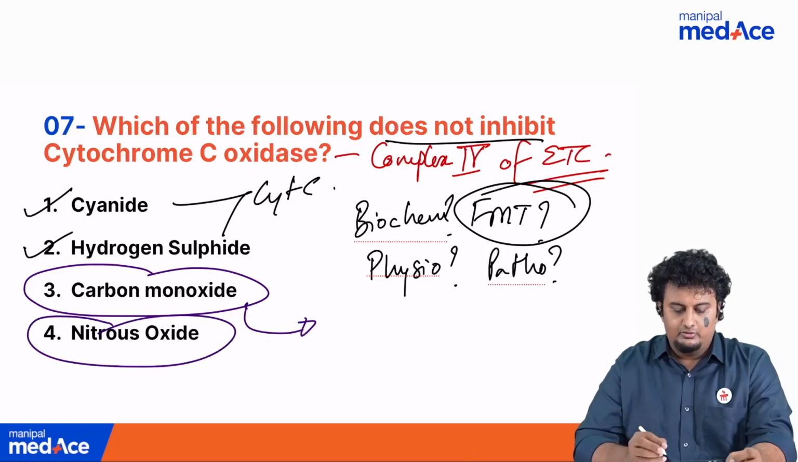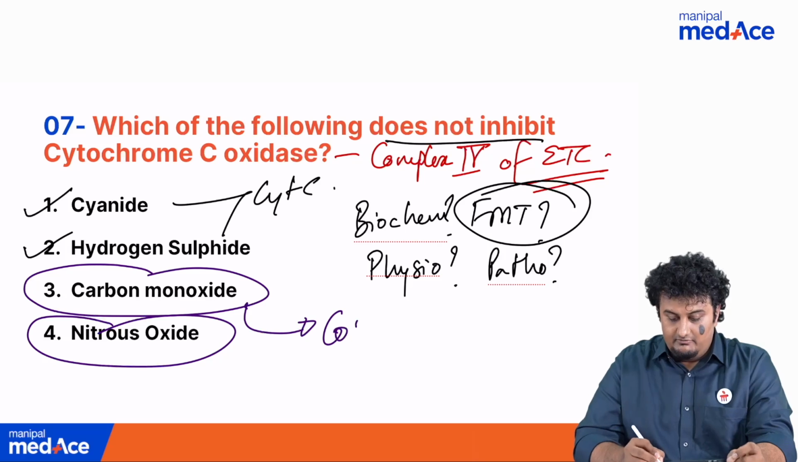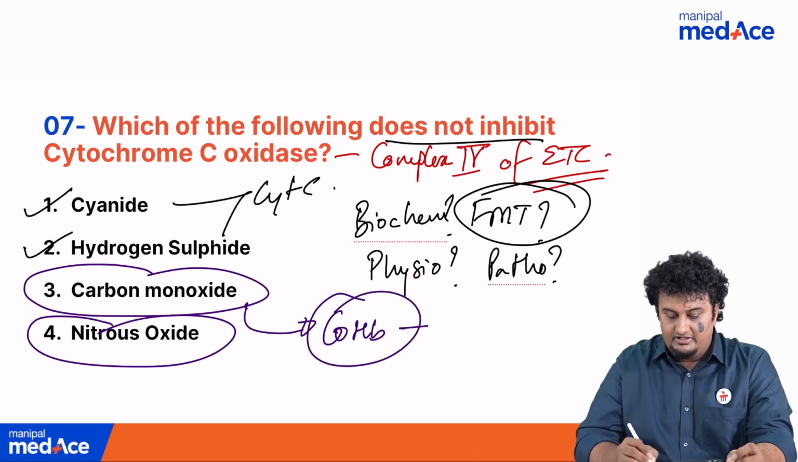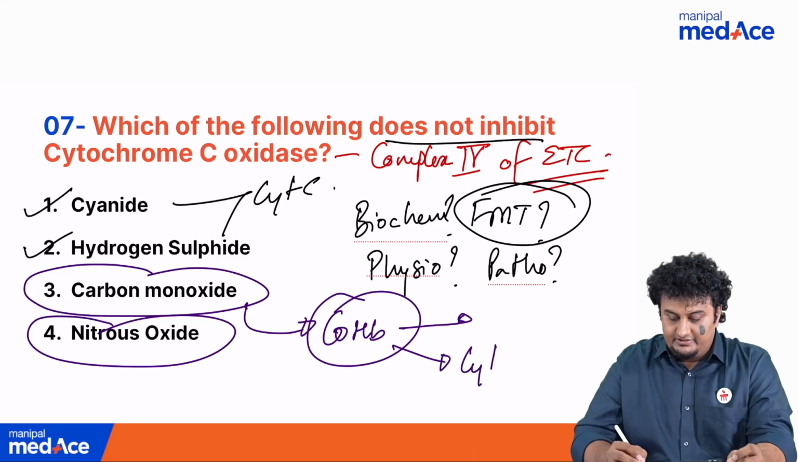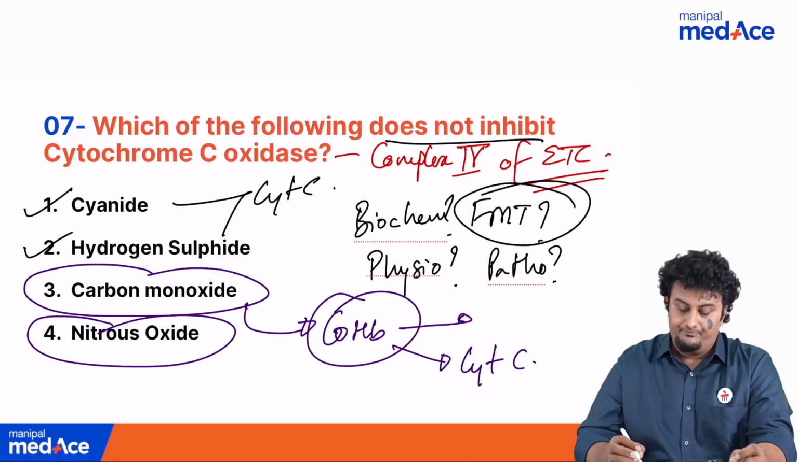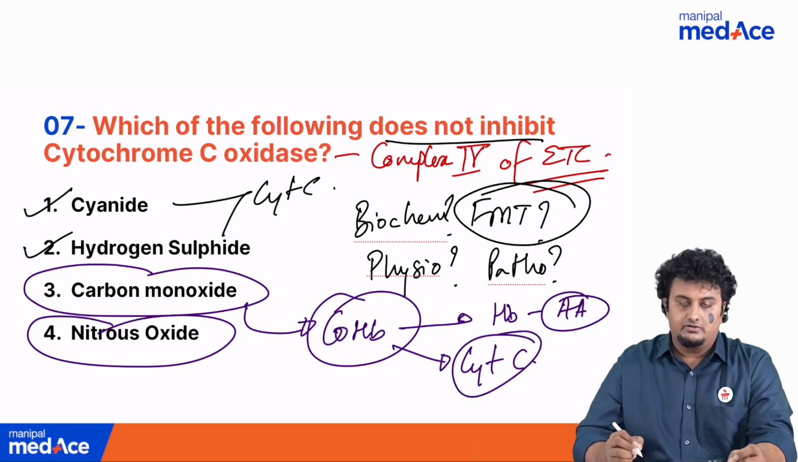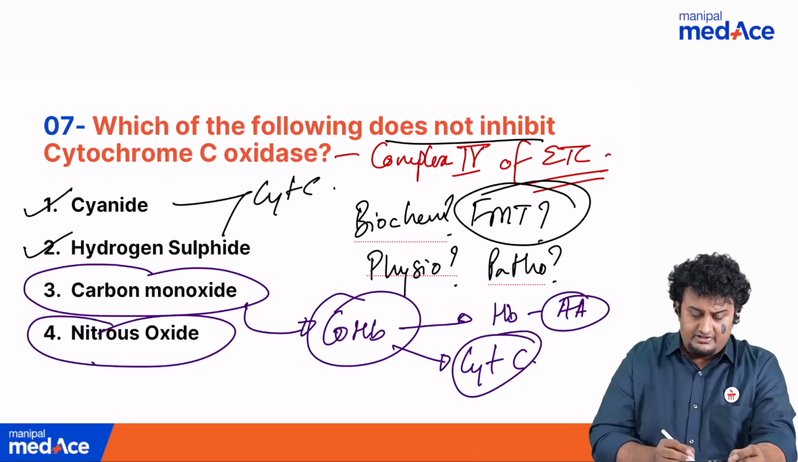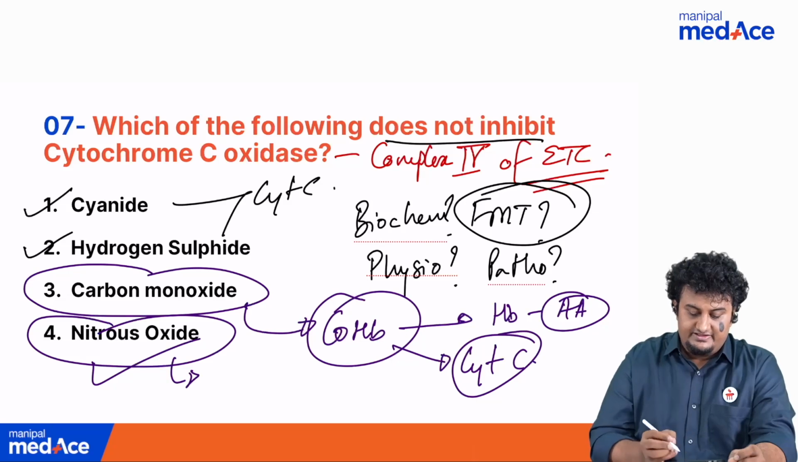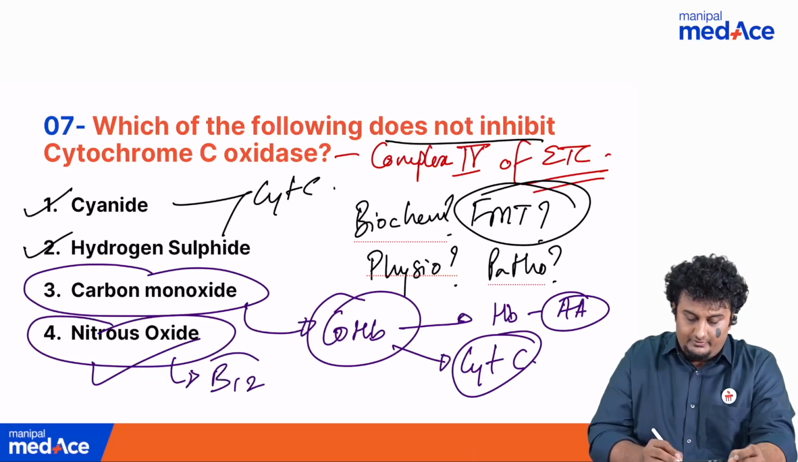However, I would like to tell you one thing. Carbon monoxide, while yes, majority of its action is taken via carboxyhemoglobin being formed, there is a small action also on top of the cytochrome C oxidase enzyme, right? So it's apart from just acting on the hemoglobin and causing anemic anoxia, there is also an action on the cytochrome C. So the correct answer here is nitrous oxide. This takes place because it acts via B12.